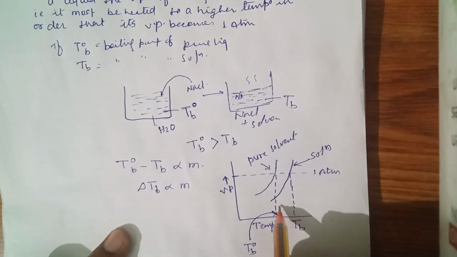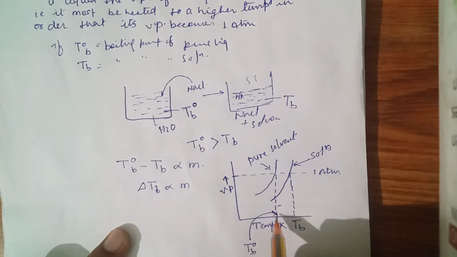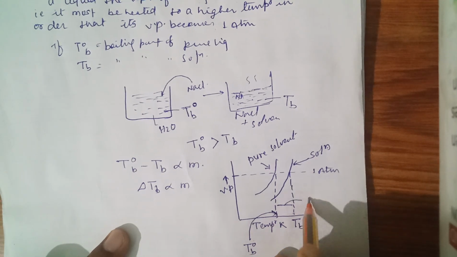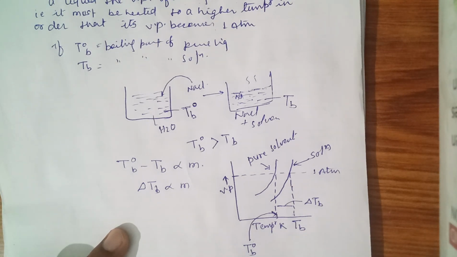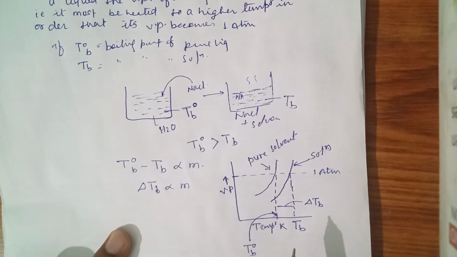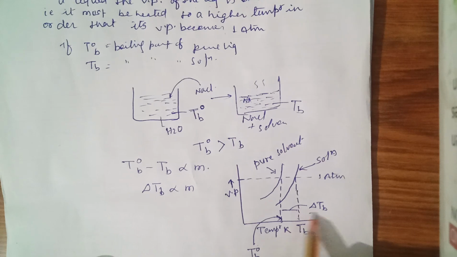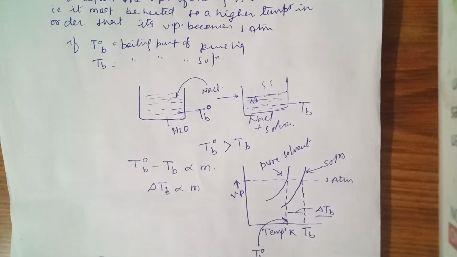So this term, TB minus T naught B, is known as delta TB, that is, the change in boiling point due to addition of non-volatile solute over the solvent. So this is representing the change in the boiling point of the solution.